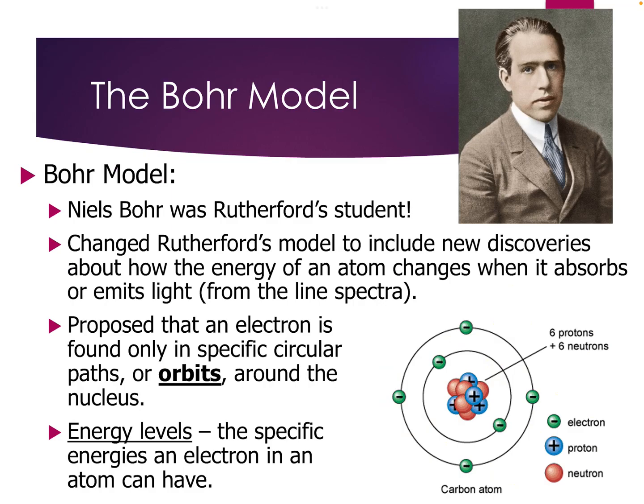So, his student actually, Niels Bohr, said, hang on, I've got an idea and I can make this better. He changed Rutherford's model to include new discoveries about how the energy of an atom changes when it absorbs or emits light. So he took this information from the line spectra that we were talking about earlier and combined it with Rutherford's model of the atom to make a new model of the atom, the Bohr model. So he said, all right, there's still a nucleus. That was good. Good job, Rutherford.